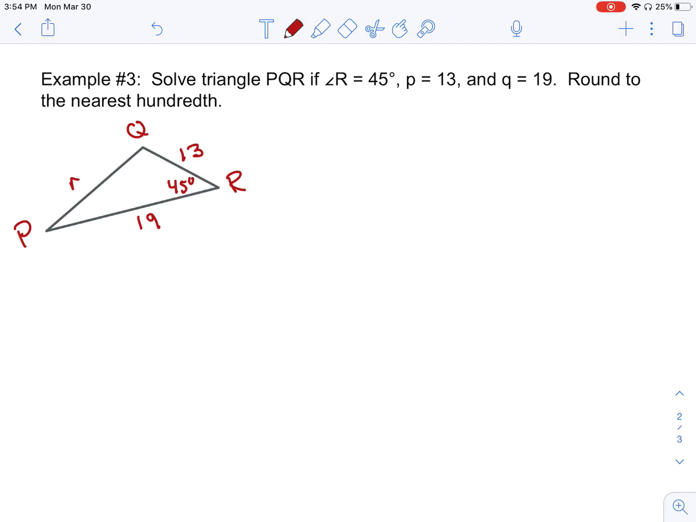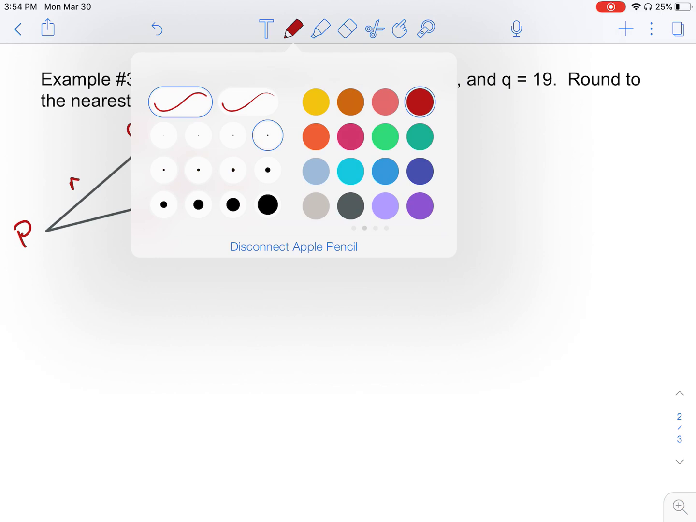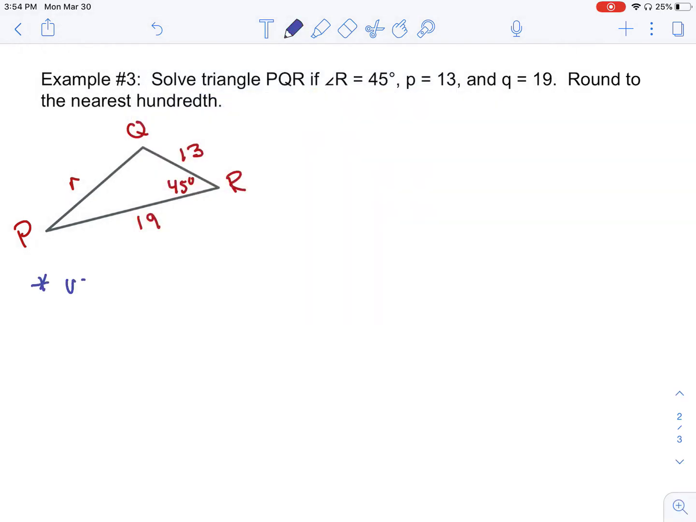So once again, I start by looking to see, do I have an angle side relationship that I can use law of sine and set up my proportion? But I don't. I have a side angle side situation. So in order to find that side, I'm going to have to use the law of cosine. So I'm going to start off by using the law of cosine to find the side. So we're going to find side R.